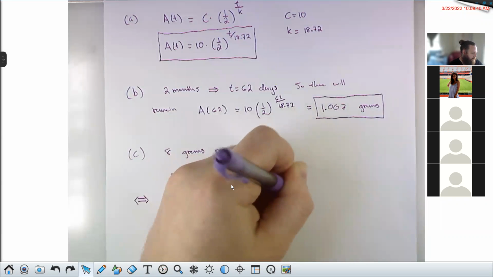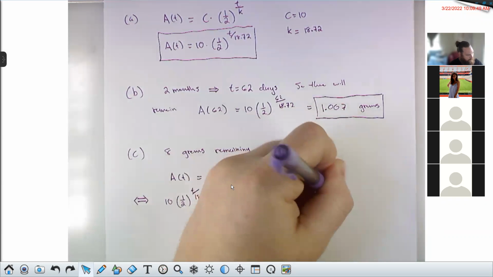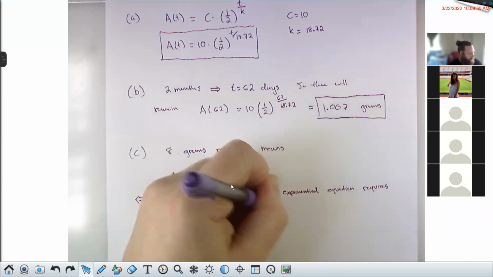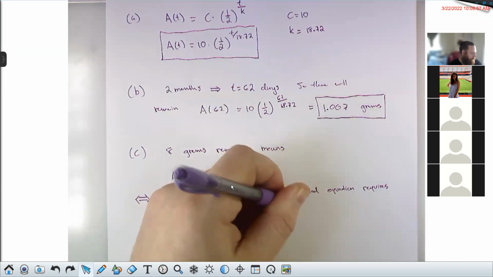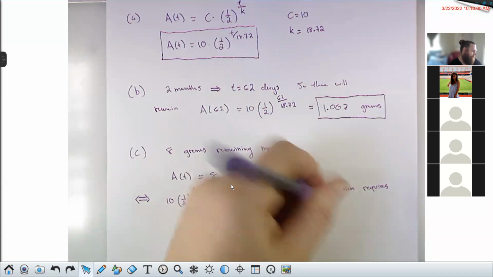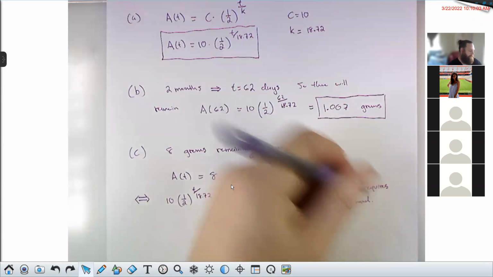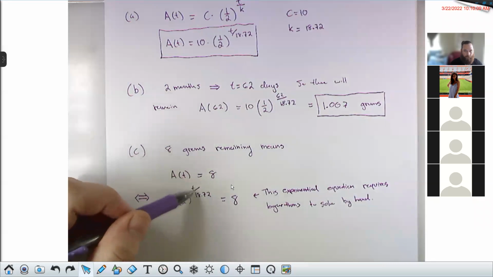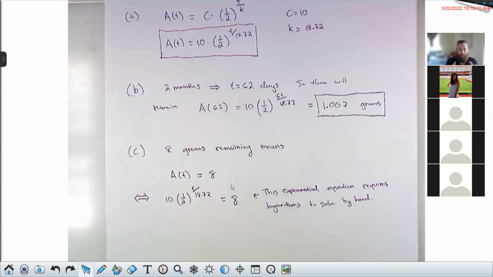This exponential equation requires logarithms to solve by hand, because the variable is up here in the power. We've never actually seen an equation like that. We've seen lots of stuff like x squared equals 8, or x squared minus x plus 10 equals 0. But we've never seen anything where the x or the t, the thing you're trying to solve for, is up in a power. And there's no nice algebra tool that'll get rid of that.